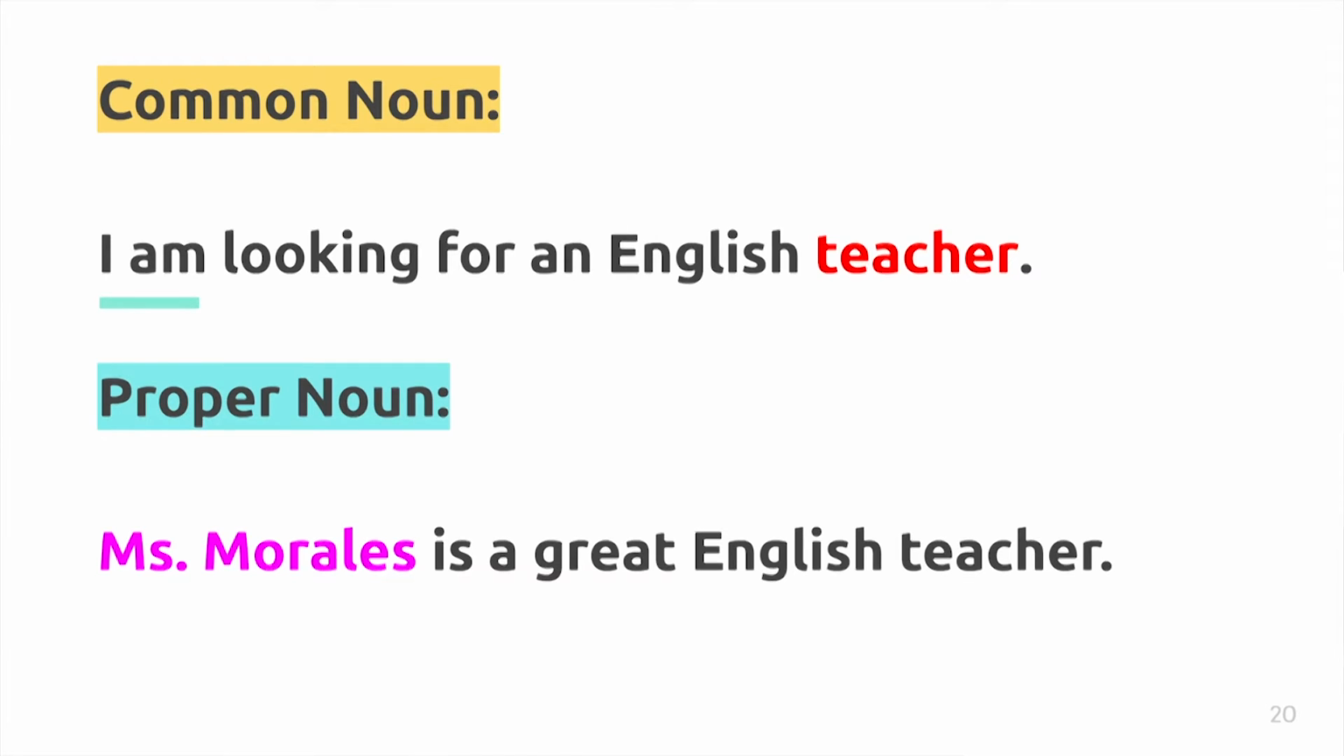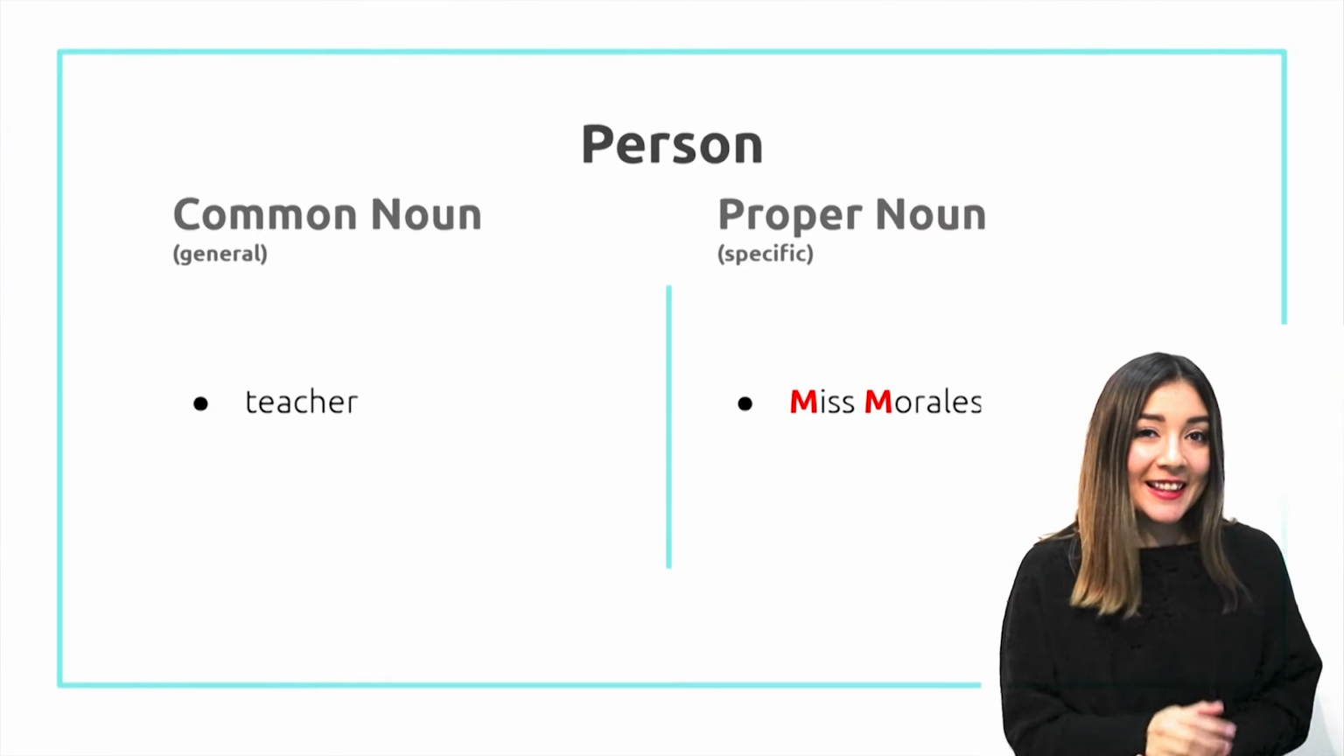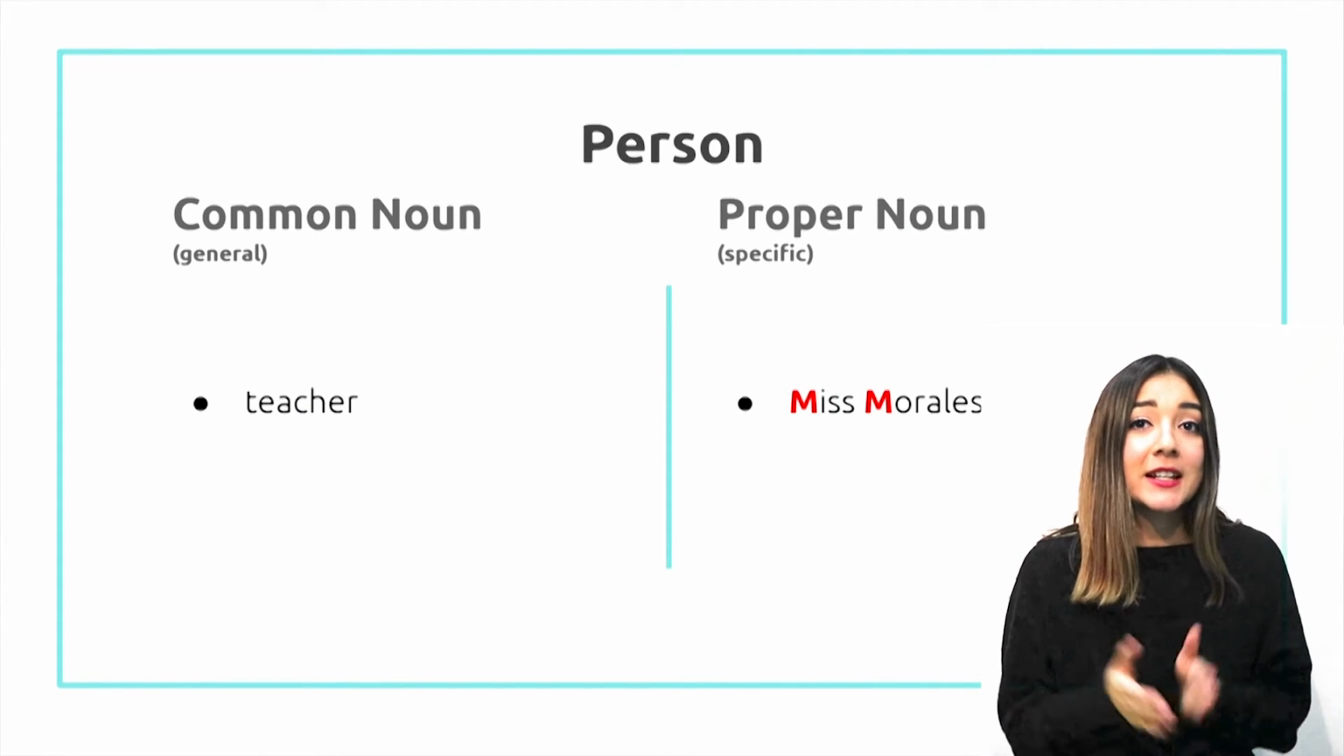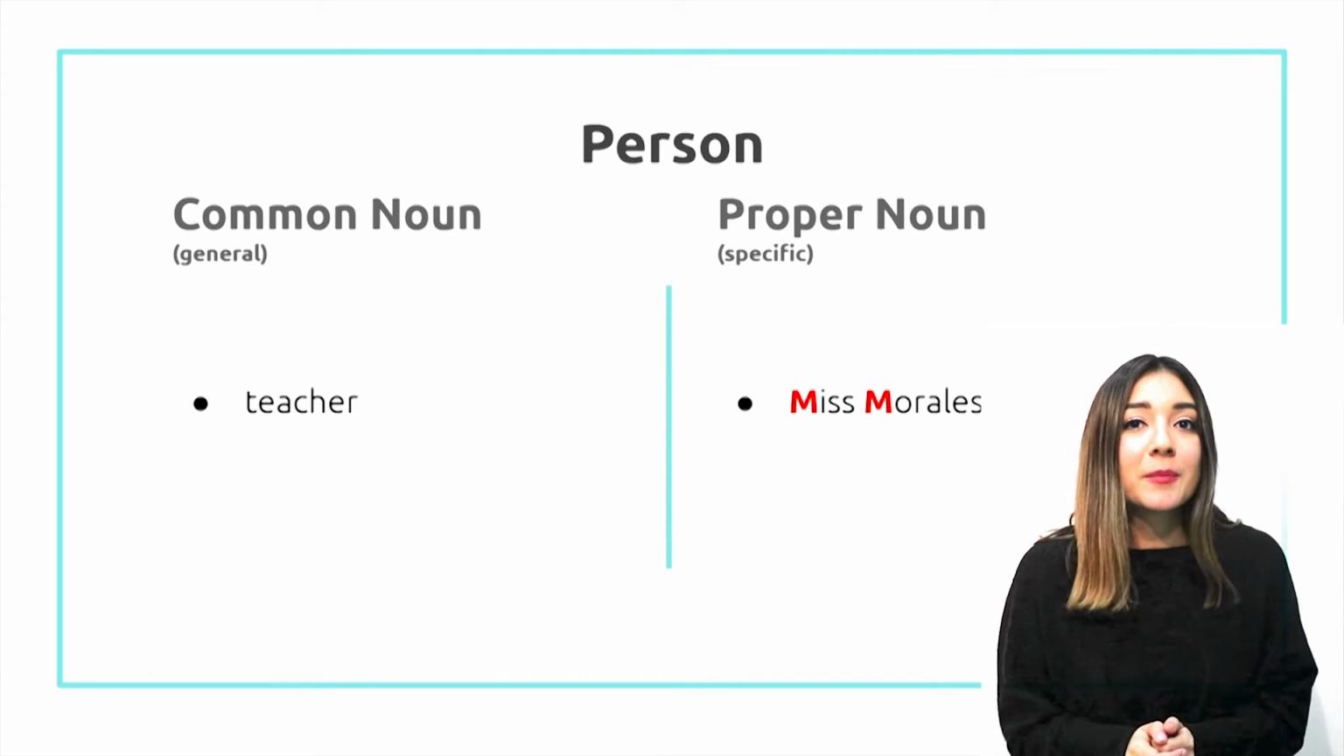If I wanted to name a specific teacher, I would use their name. For example, Ms. Morales is a great English teacher, if I must say so myself. In this case, teacher is the general term, whereas naming a specific teacher is the proper noun.